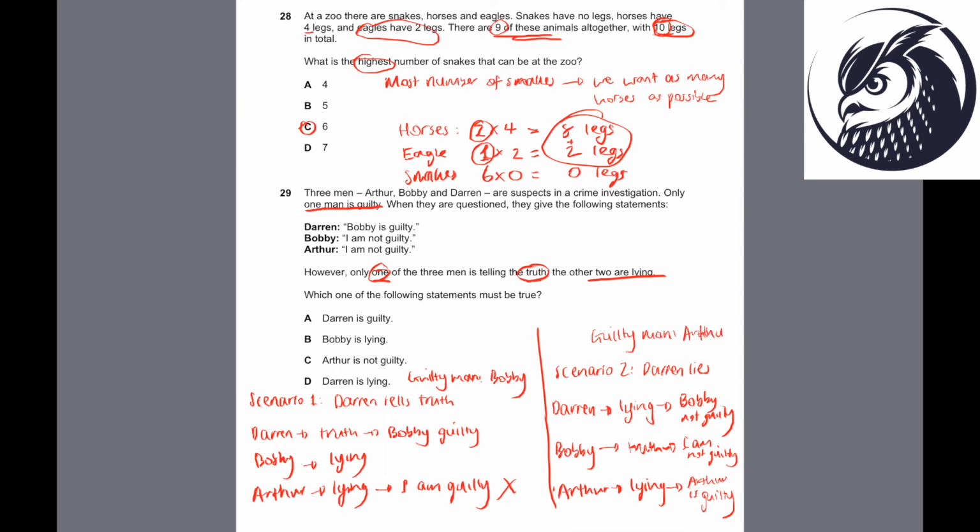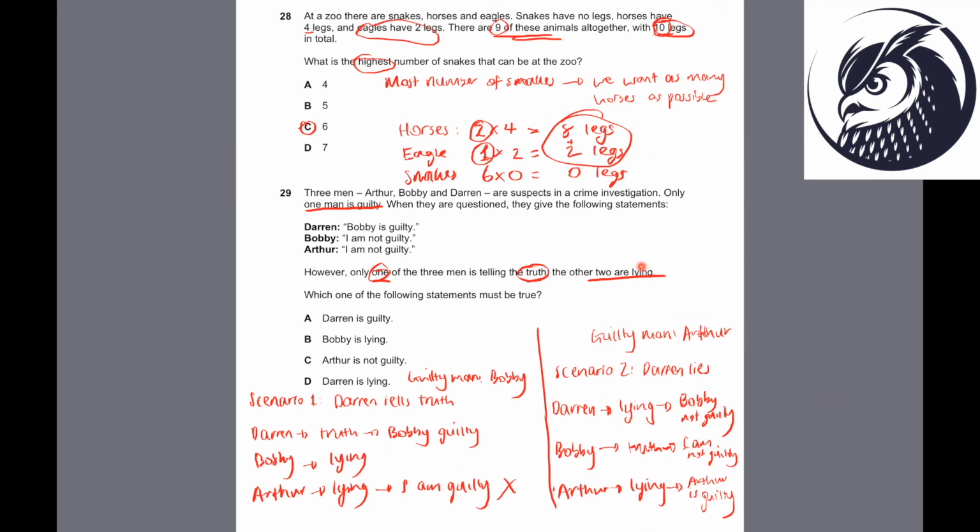And now, does everything in scenario 2 add up? Right? It does. Everyone's statement is making sense. We know that one of the 3 men is telling the truth, which is Bobby. He is saying that I'm not guilty, and then the other 2 are lying, and our guilty man is actually Arthur. So we know that scenario 2 actually works out. Everyone's statement is making sense with everyone else's, and we've met all the conditions, which is one of the men is telling the truth and the 2 other people are lying.